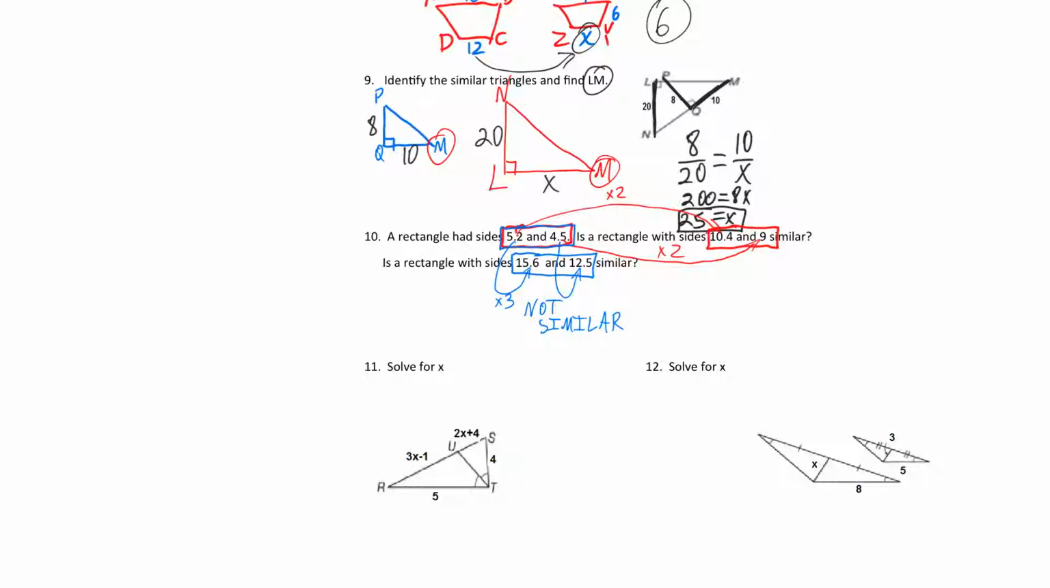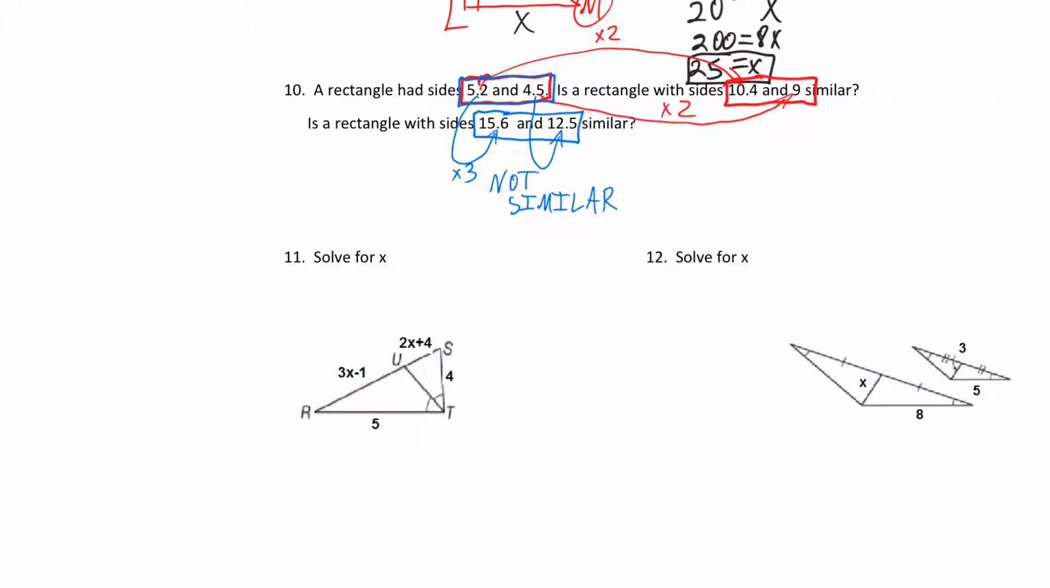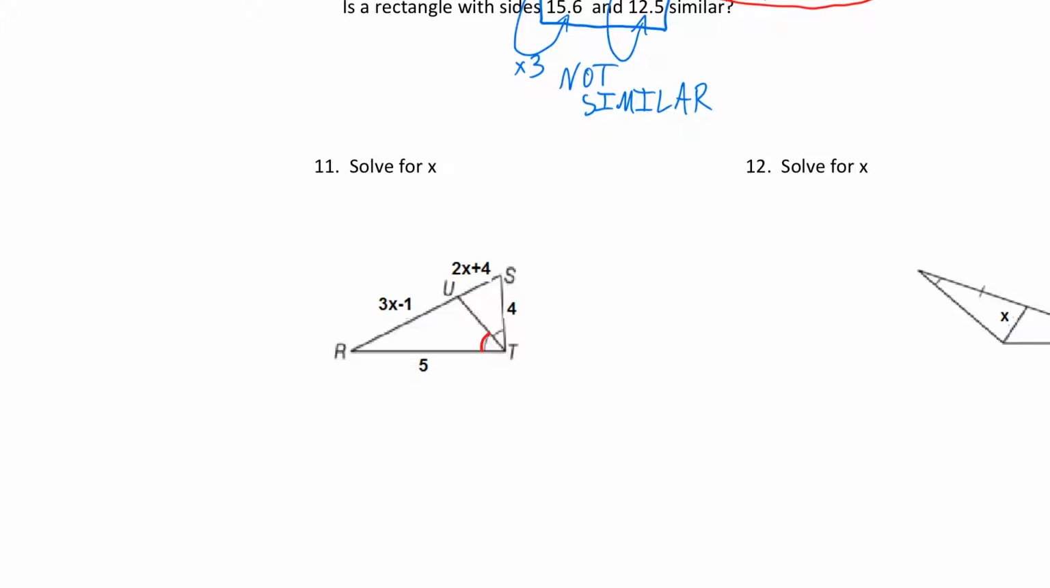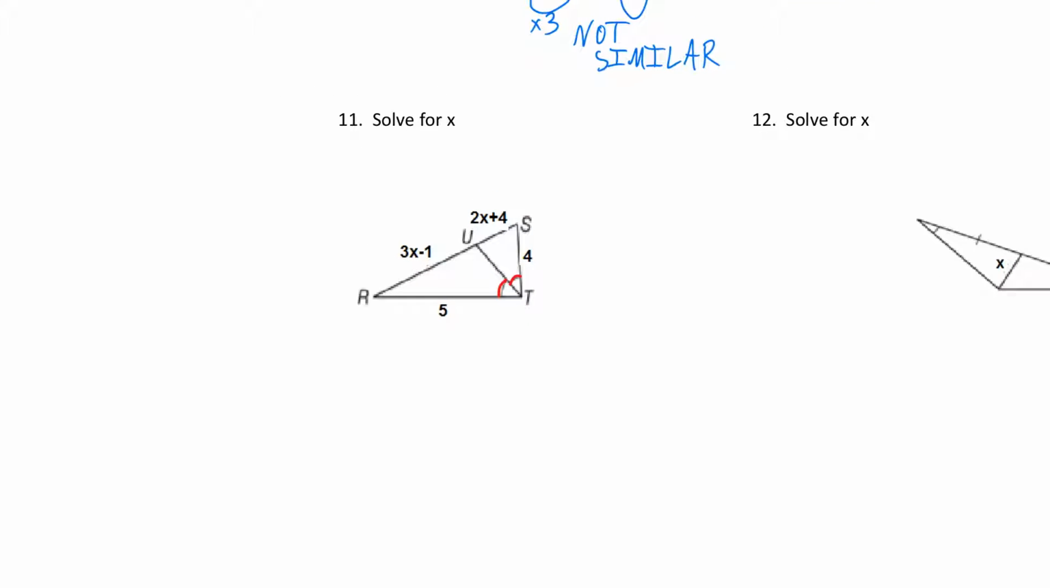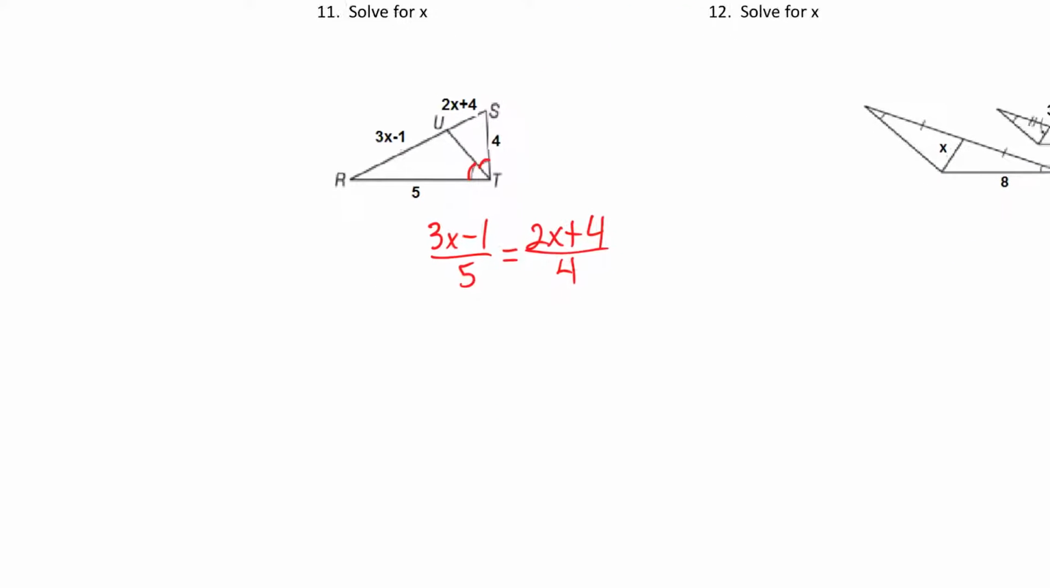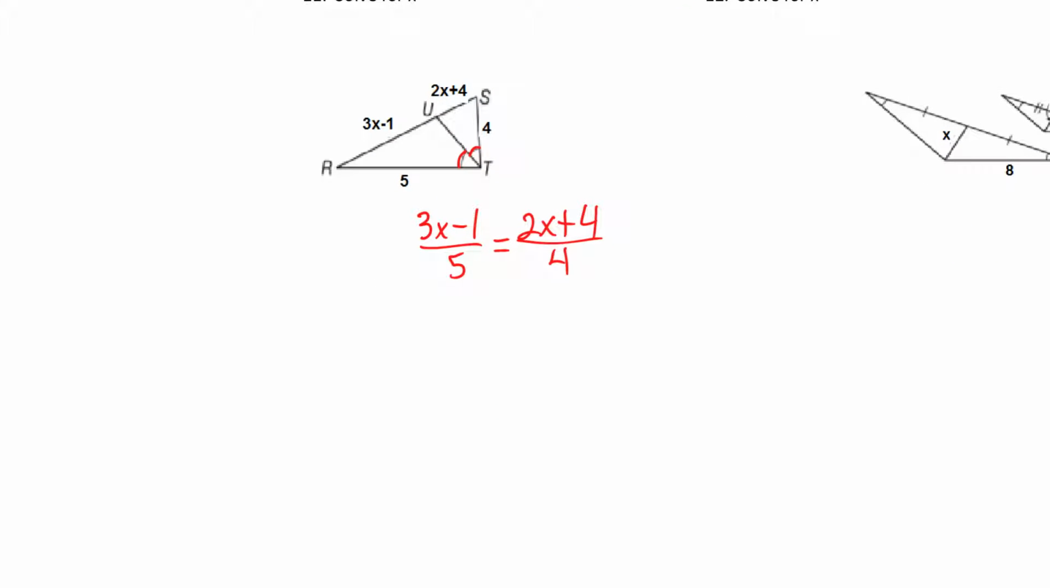Okay, on this next one. All right, so these two angles are congruent. Angle bisector, so it splits it proportionally. So on this one, 3x minus 1 is to 5, as 2x plus 4 is to 4. And then we cross multiply there.